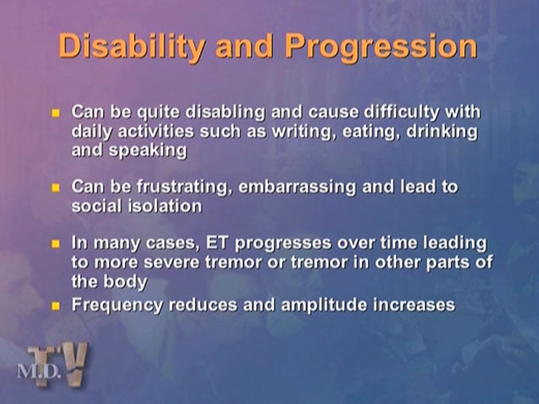In many cases, essential tremor progresses over time, and it can be more severe and more of a problem, and it can involve more body parts. As the tremor is more prominent as the patient gets older, it's interesting that the frequency reduces and the amplitude of the tremor increases. Now, how is essential tremor diagnosed?